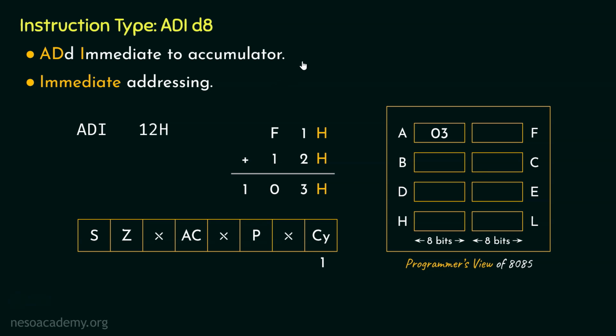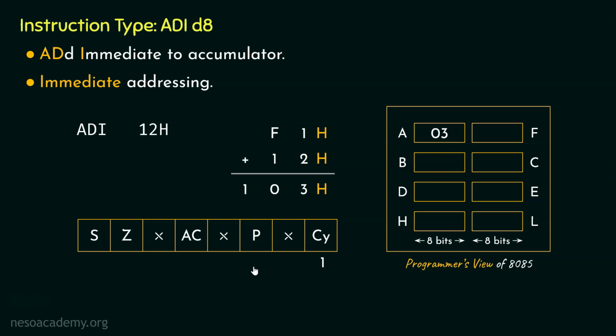Now before we conclude the discussion of the instruction type ADI D8, let me give you some more information. Initially I told you any arithmetic operation is going to affect the content of the flags register. Now let me show you how this operation is also going to affect all the different contents. We already have seen, due to the presence of the carry, the carry bit within the flags register is going to be set. Now what about the next bit, that is P? Well, it is parity and it will depend on the content of the accumulator.